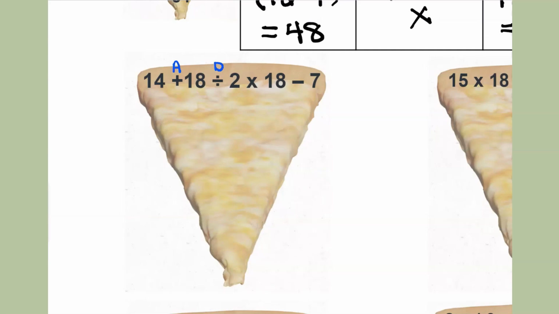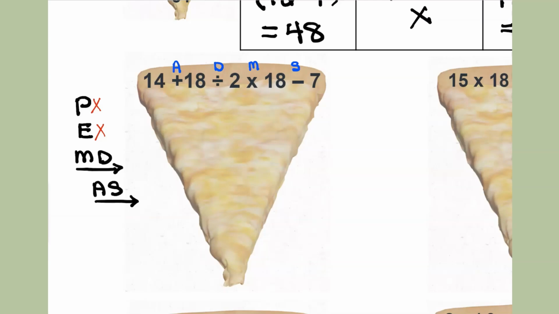Now let's go through and analyze this problem. We have an addition, a division, a multiplication, and a subtraction. According to our steps, what goes first? Well, hopefully you recognize that the division and the multiplication come before the addition and subtraction. But how do I know who to do first? Do I do the division first or do I do the multiplication first? Well, remember, when we're working on multiplication and division, we always work from left to right.